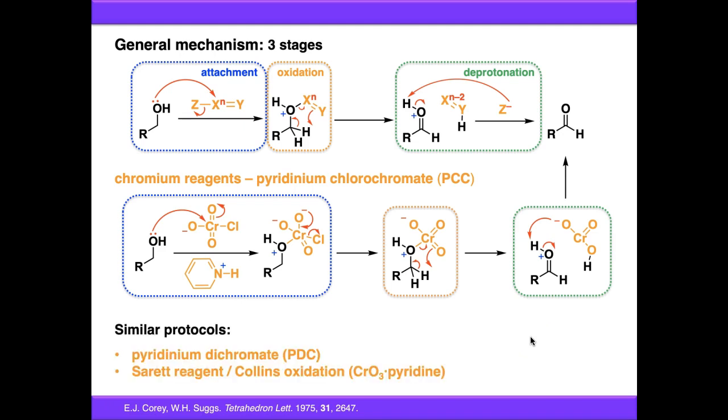So I've chosen PCC because that's the reagent that I've got the most experience with. It's probably one of the most common chromium-based reagents. But there are similar protocols. Pyridinium dichromate is a very similar reagent to PCC. Slightly more expensive, but if your substrate is acid sensitive, PDC might be a better choice. And then there's an older protocol which involves the Sarrett reagent, which is this, which is called the Collins oxidation. Collins oxidation is basically a solution of Sarrett reagent in DCM. So these are similar options for this sort of procedure.